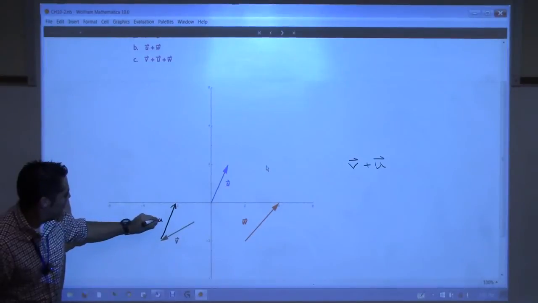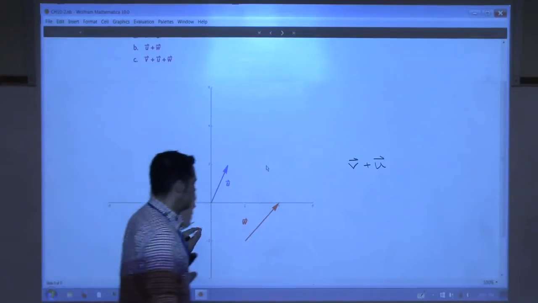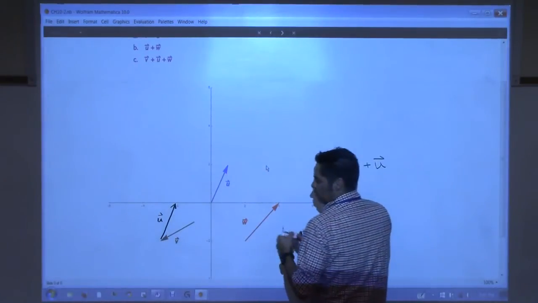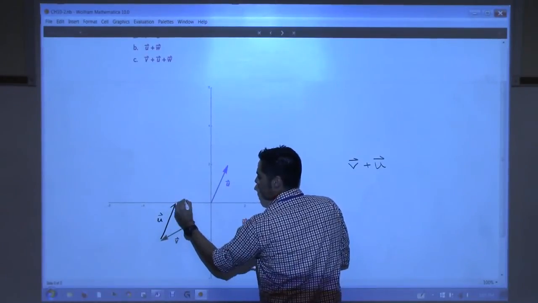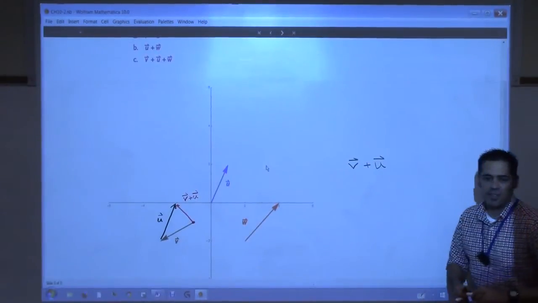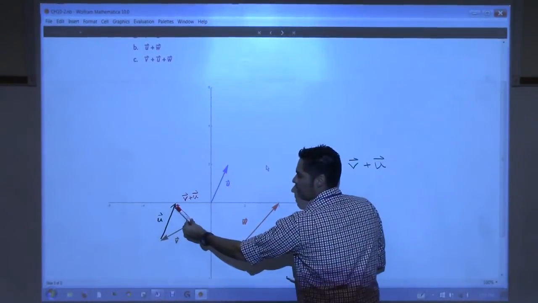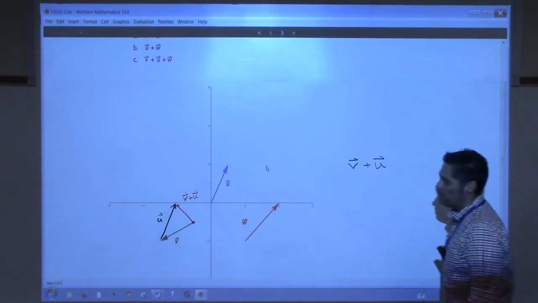All right, this is u right there, right? So what is v plus u? Have I drawn it yet? No? What is it? It's a vector that goes from where to where? From the tail of v to the tip of u. So the vector that goes from here to here, that is v plus u. And once I have that vector established, I can move it around, right? I can move it up and over. I could orient it at the origin if I wanted to. But that is the vector v plus u.